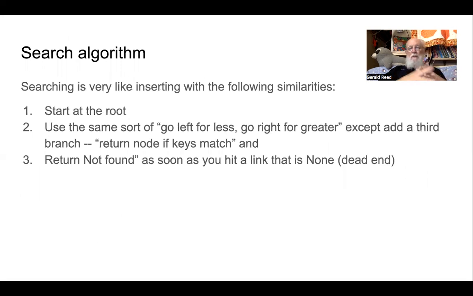The search algorithm is pretty much like the insertion algorithm. It's got the following similarities. You always start at the root. You use the same sort of go left for less, go right for greater, except we add a third branch that says, if the key in this node we're on in the tree matches the key we're looking for, we're done, and we can return that reference to that node because we found what we wanted.